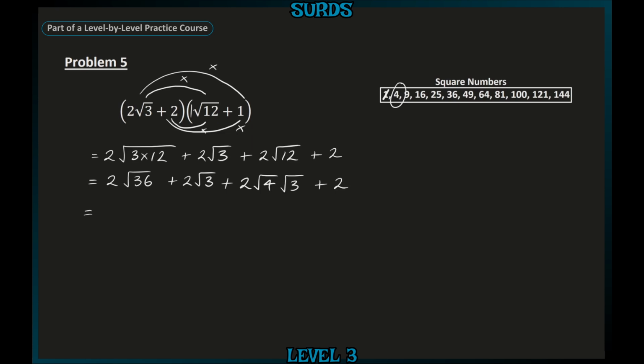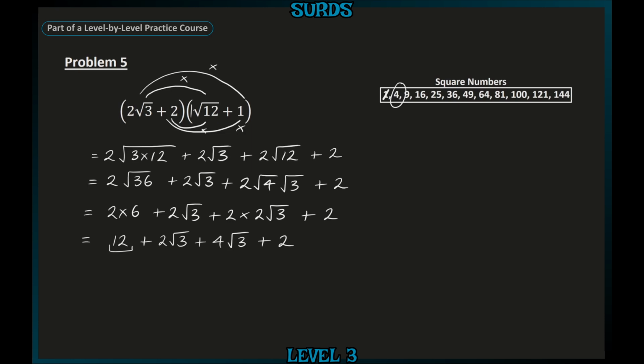Now back to the first term, the square root of 36 is 6. So this becomes 2 times 6. We have plus 2 root 3, which can't be simplified. And then we have plus 2, and the square root of 4 is 2. This becomes times 2 root 3, and we have a plus 2 on the end. Now again at the start we can simplify, so 2 times 6 is 12, we have a plus 2 root 3, then 2 times 2 root 3 gives us plus 4 root 3, and we have plus 2 at the end. Finally we can simplify by collecting together the like terms.